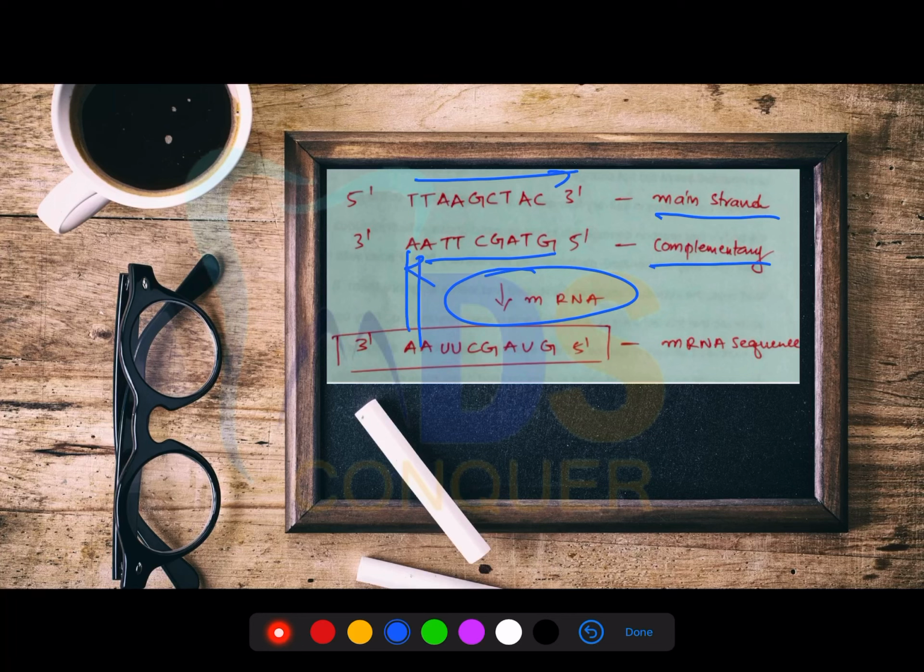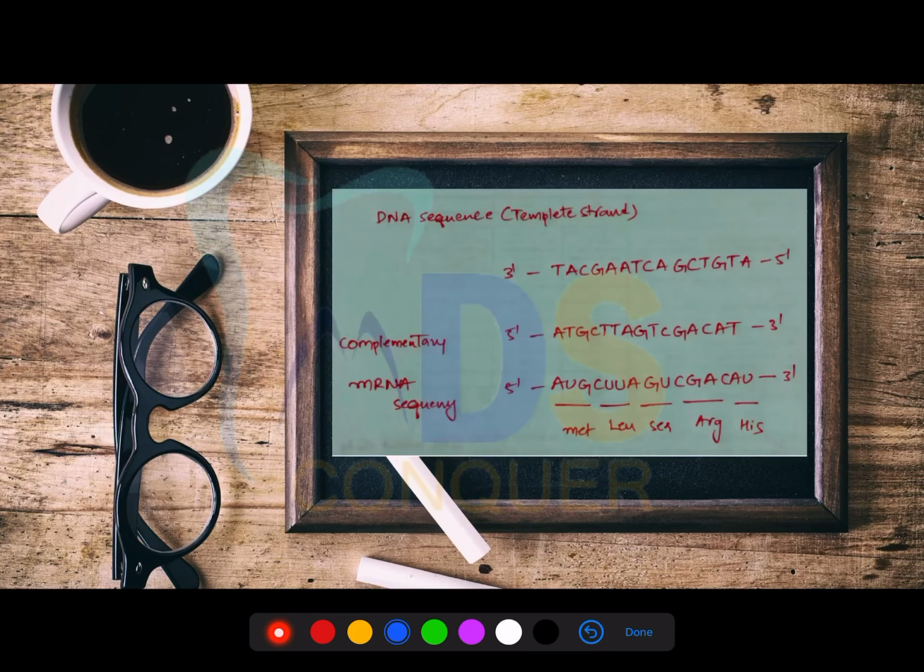So A is replaced by U, T is replaced by A, C is C, G is G. So this is called transcription, and the mRNA sequence is ready. So once the mRNA sequence is ready, this is a main chain, and we are done with the complementary chain. Now your mRNA sequence is ready, and 3 bases give rise to formation of 1 amino acid, right?